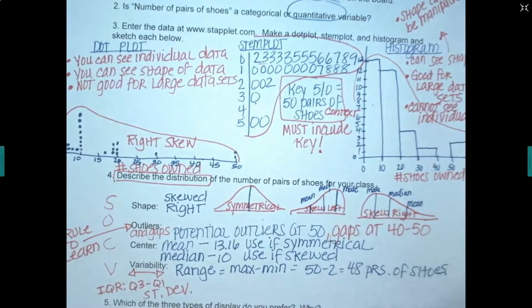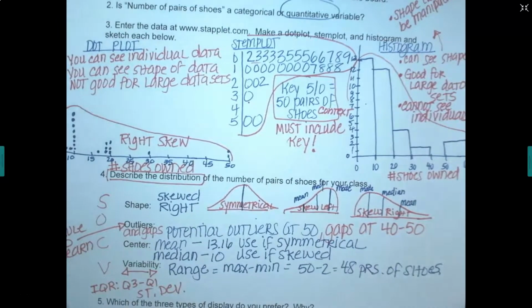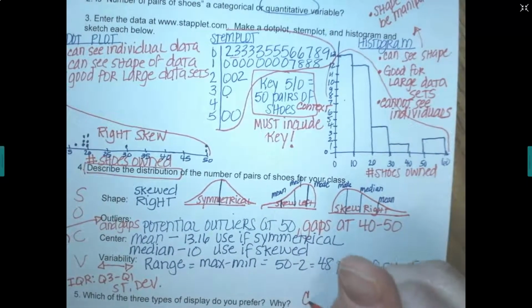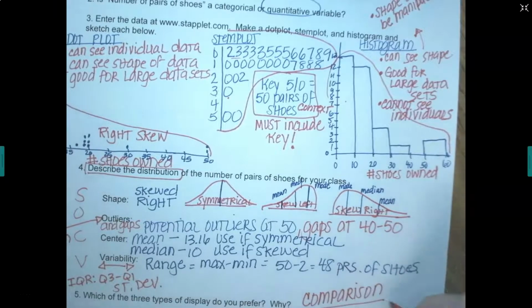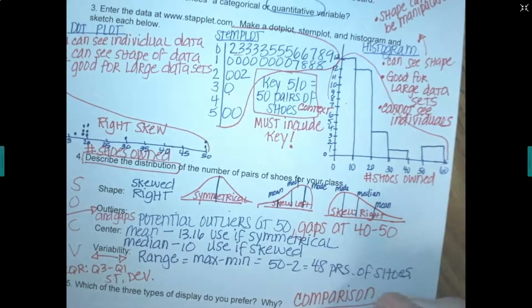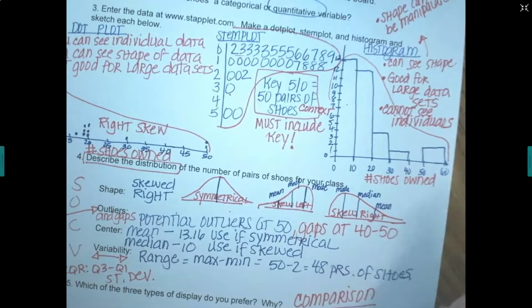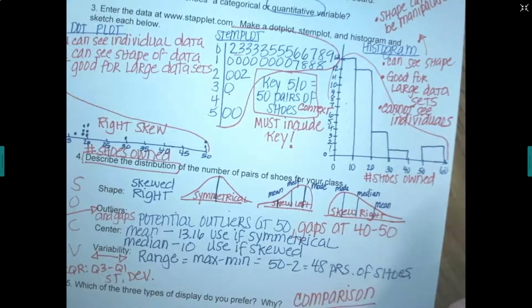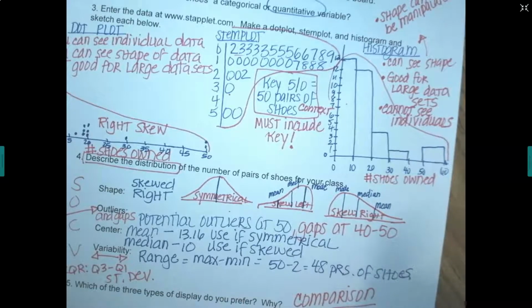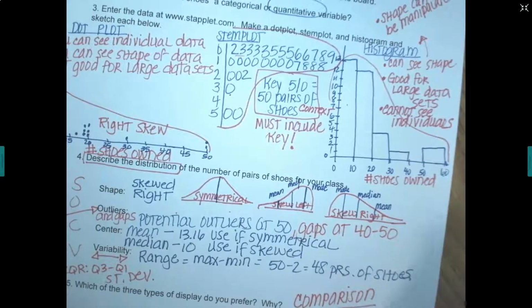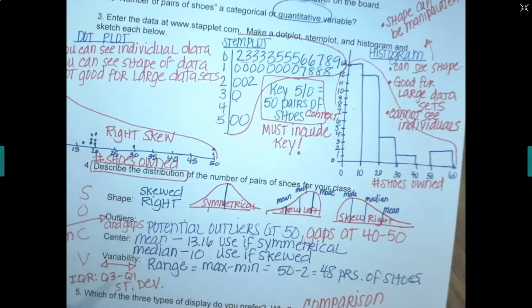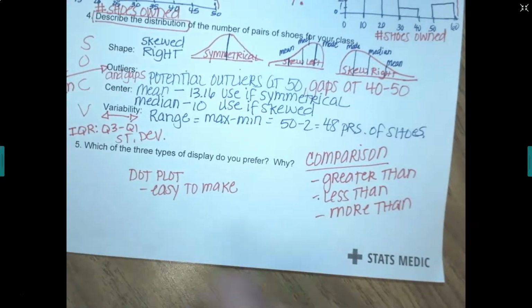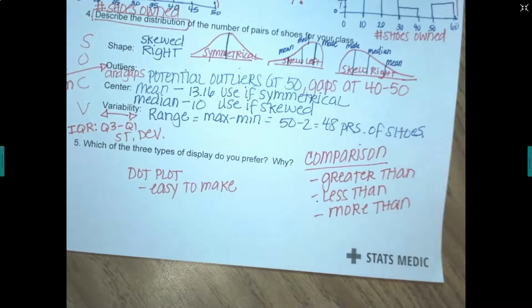Okay. Couple things before we turn this over. Sometimes I ask you to compare distributions. So if you're making a comparison between distributions, you want to use some words: greater than, less than, more than. Some indication of how one distribution compares to the other. Maybe say we're talking about our center, and we could say the mean of one is greater than the mean of the other. You want some indication of how one is comparing to the other.